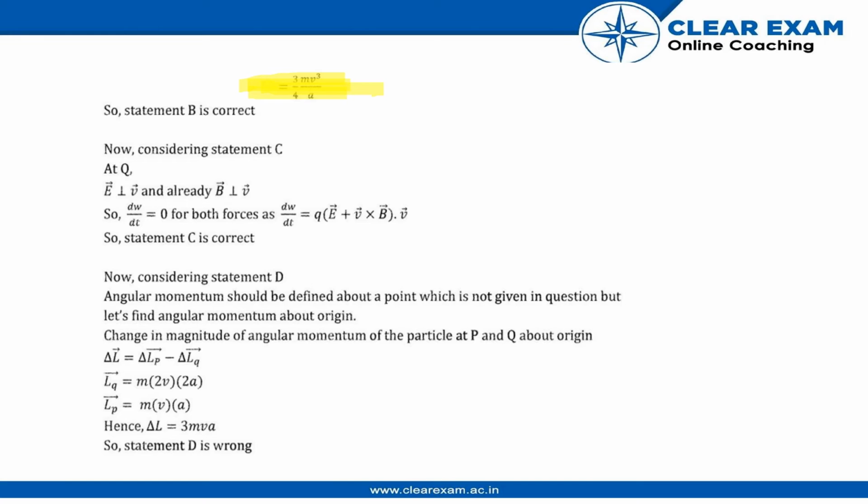Now considering statement C. At Q, the electric field is perpendicular to the velocity and the magnetic field is also perpendicular to the velocity. So dW by dt is equal to 0 for both forces, as dW by dt has this formula, right? So statement C is also correct.